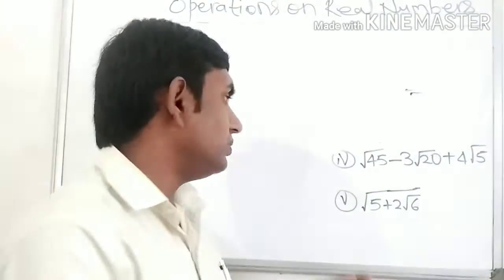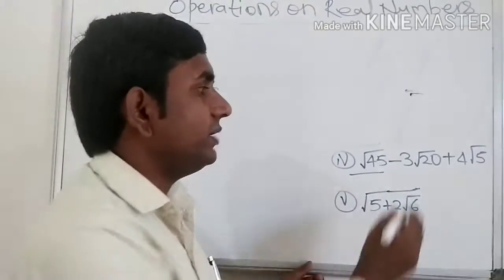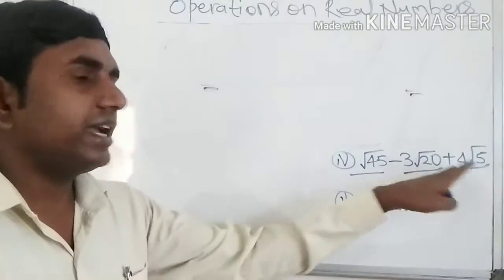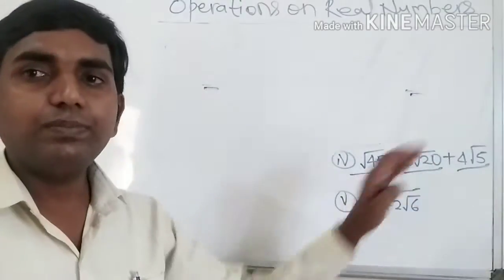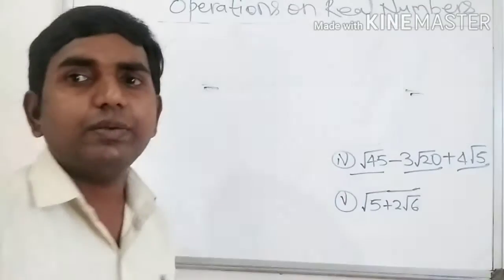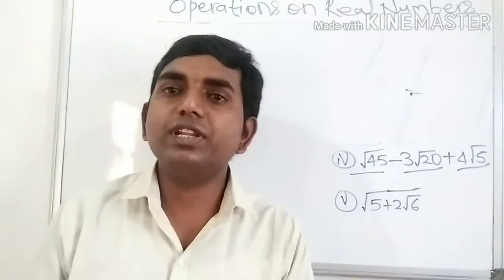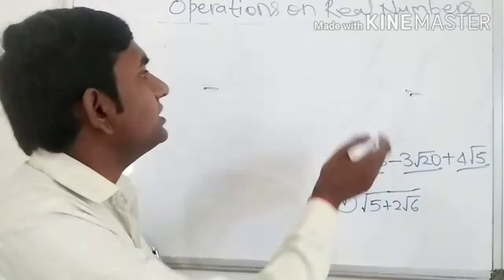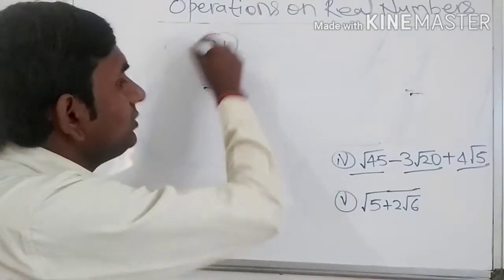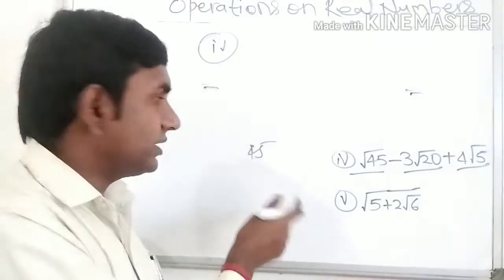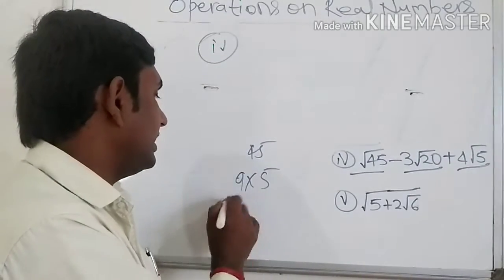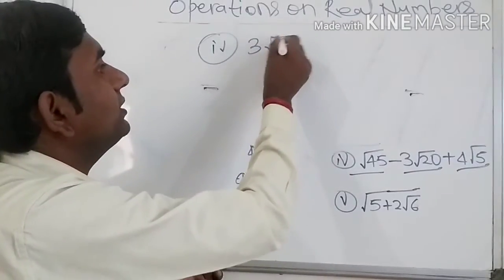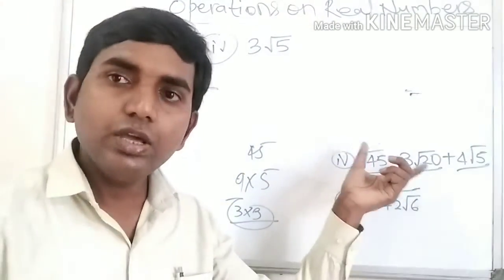In question number 4, under root 45, 3 under root 20 and 4 under root 5 are given. After applying this operation, minus and plus, here we have under root 45, so we have to change it into the simplest form. For 45, we have to write its prime factors. Then we have 9 into 5, and 9 is equal to 3 into 3. So it's clear that we have 3 under root 5. So we write 3 under root 5 in place of under root 45.